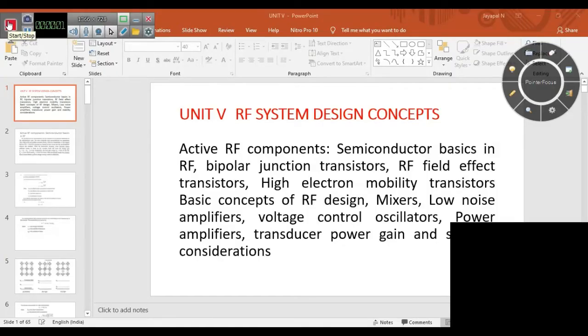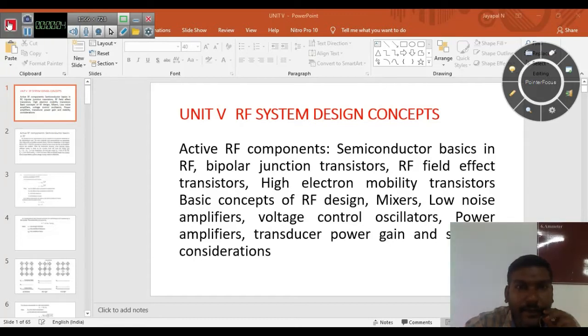Hello everyone. Today we will discuss Unit 5, RF system and design concepts, in the RF subject, and this is the syllabus. Directly we will go to the topic.